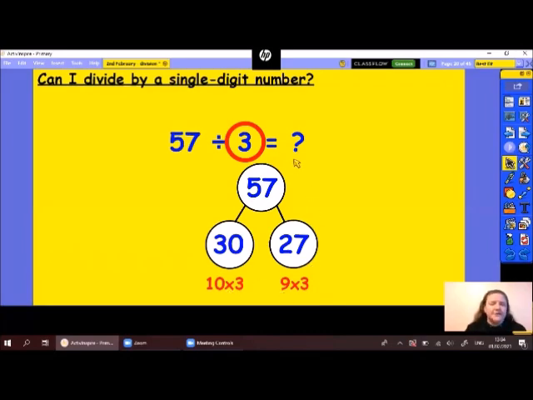So what's the answer to our question? Well, how many 3s make 57 is the question. So we know that it's made up of 10 3s and 9 3s. So all we have to do is add all of those groups together. If you've got 10 groups and 9 groups, how many groups have you got? You've got 19 groups. So 57 divided by 3 is 19. This is a great way to break down bigger numbers into the times tables that you know to help you solve division calculations. Let's try another one.